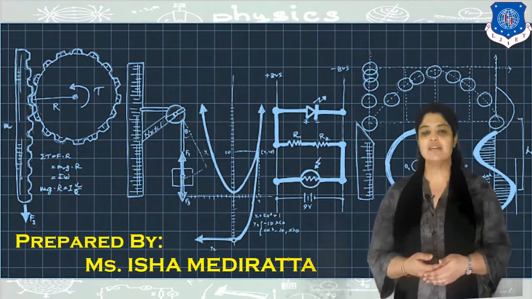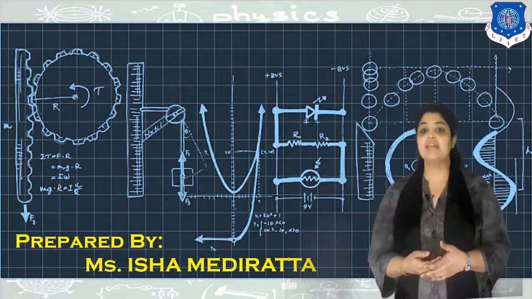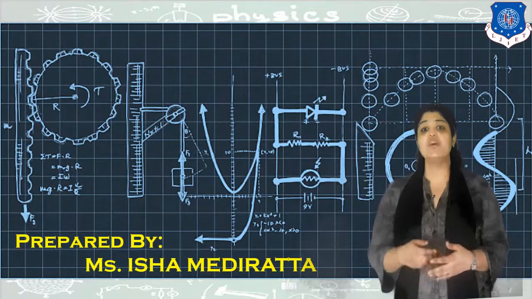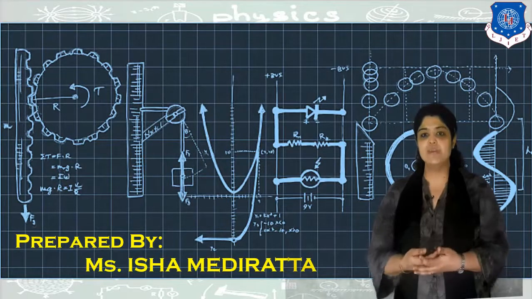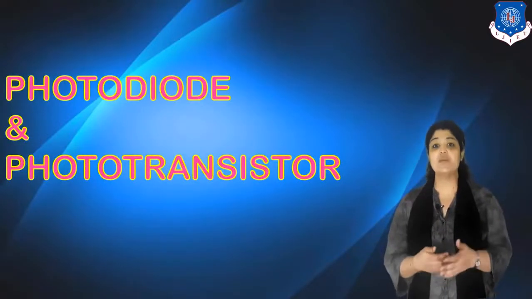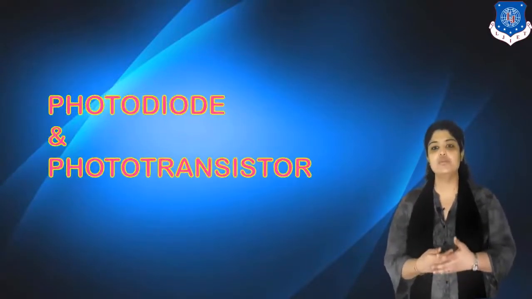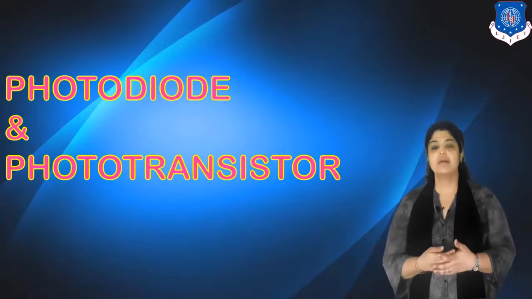We've started with the third chapter of our syllabus, that is semiconductors. And in the previous video, we discussed what are optoelectronic devices, and one of the optoelectronic devices was covered, that is LED. And in today's video, we'll be discussing what a photodiode and a phototransistor is.